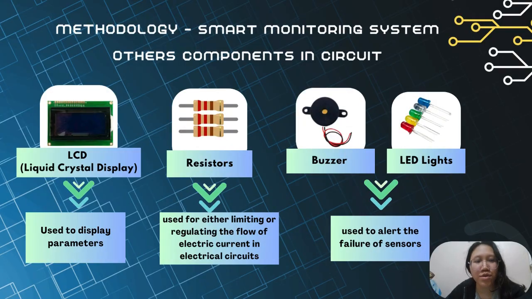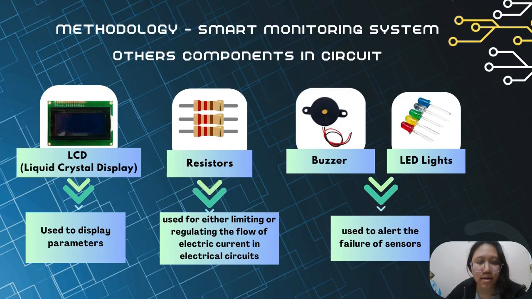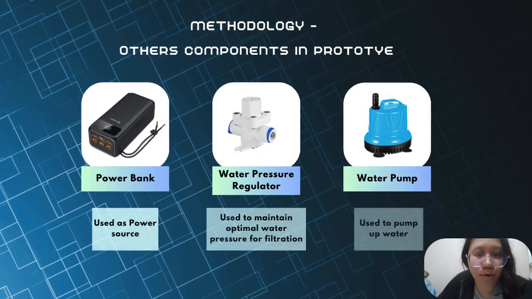The other components that we use in the circuit are LCD, resistor, buzzer, and LED. The LCD is used to display the parameters, and the resistor is used to limit or regulate the flow of electric current in the electrical circuit. The buzzer and LED light are used to indicate the failure of a sensor. We are using a power bank as the power source.